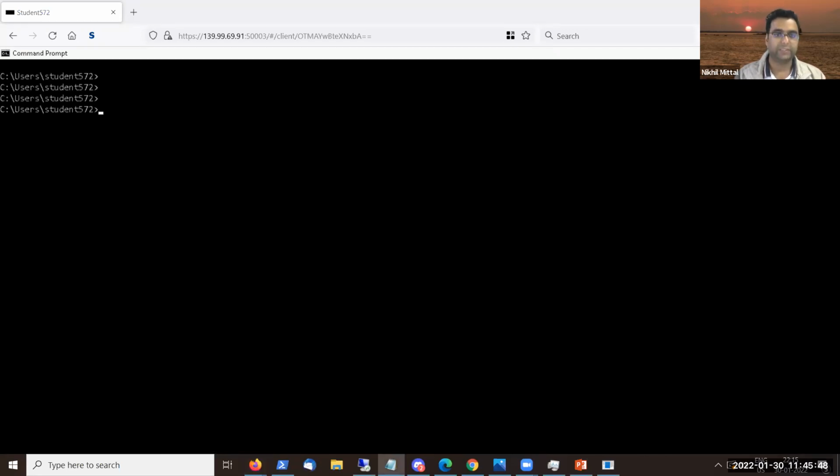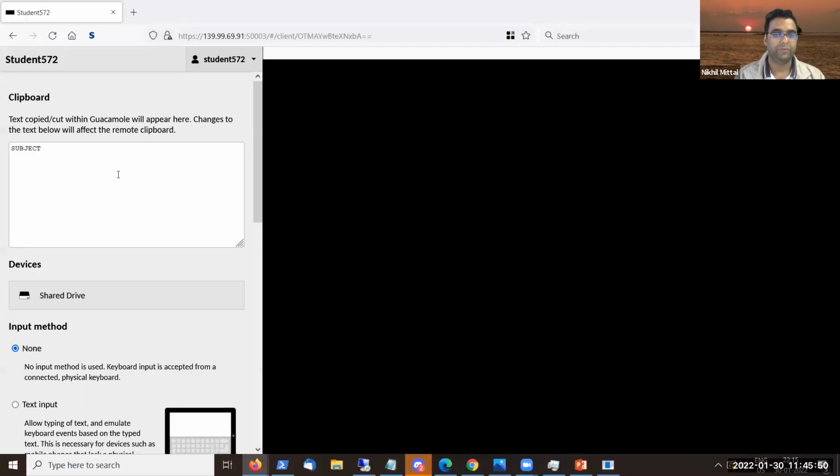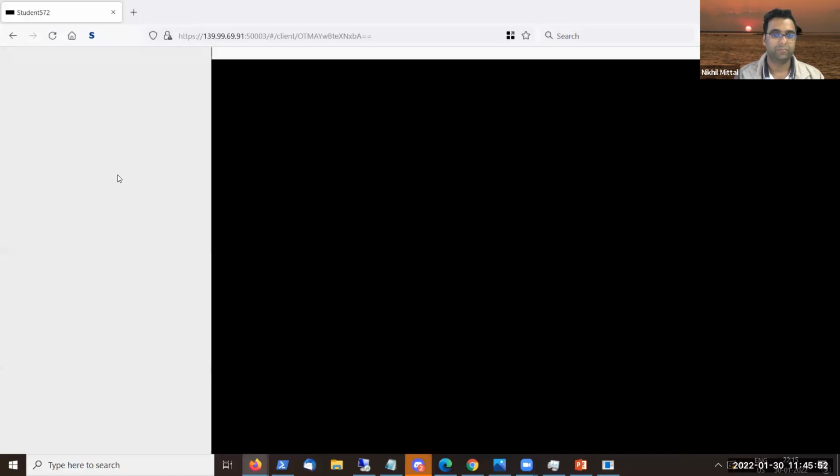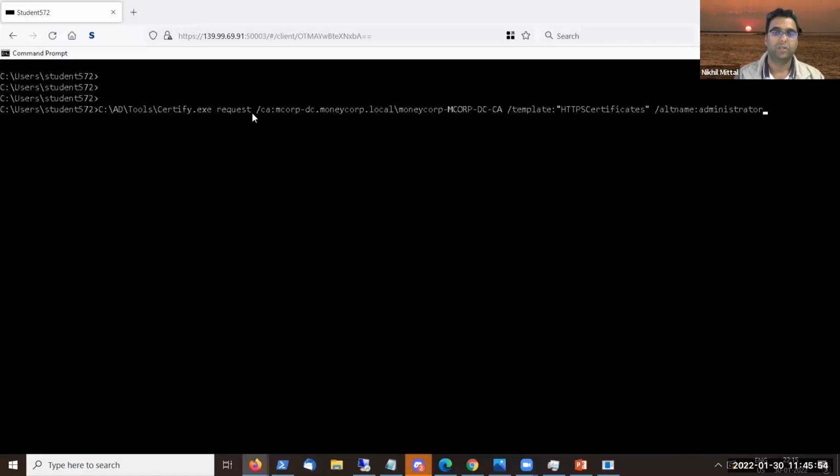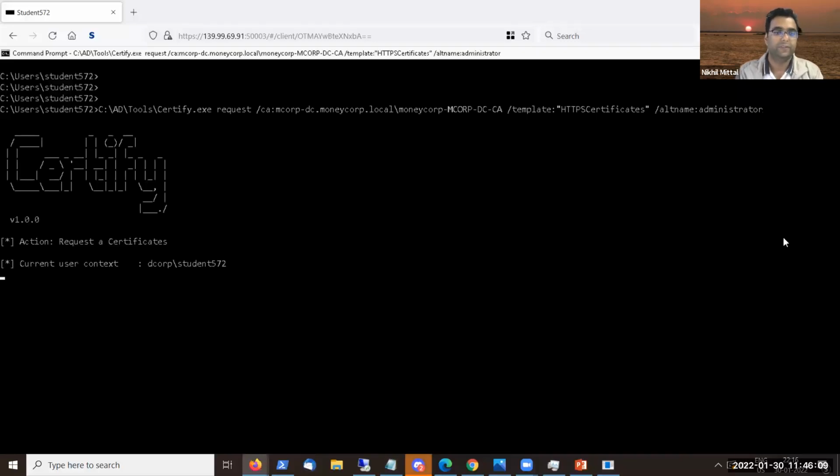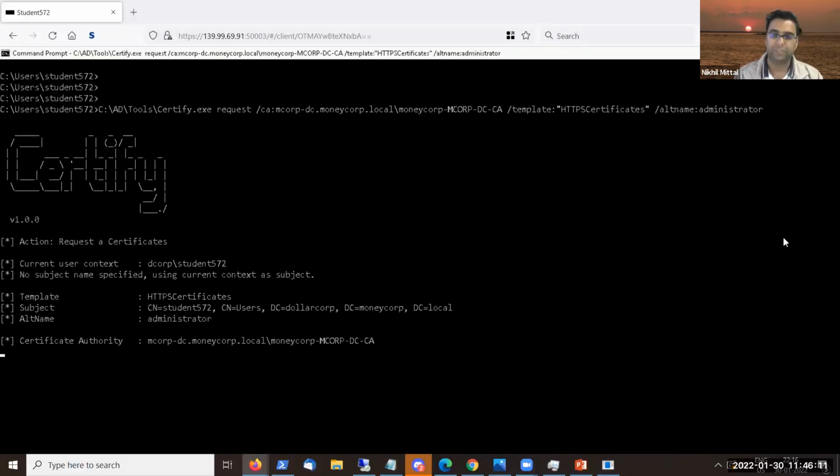So let's request a certificate for the domain administrator. From the CA, where did we get the CA name from? Whenever you're running Certify.exe, you will get this CA name. The template we know is HTTPS certificates, and the subject name that we want to specify is administrator, and it will default to the domain administrator when you specify administrator here. So that is the certificate authority that we have specified.